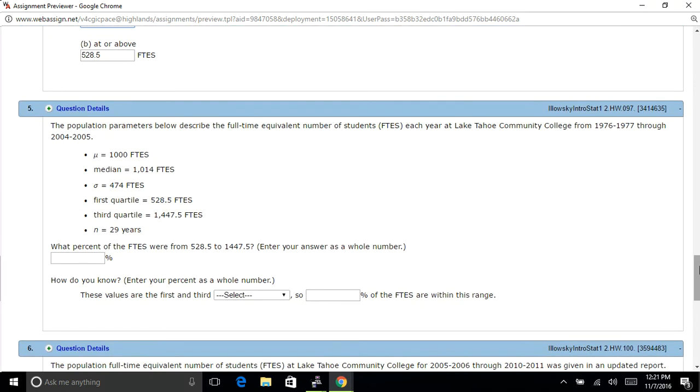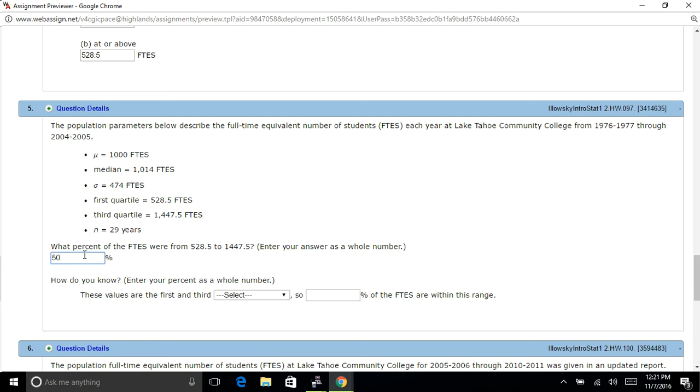All right, so next one. What percentage of the students were from 528.5 to 1,447.5? All right, let's go look at it. So again, I'm using my quartiles. So I'm from my first to my third quartile. So 25 to 75 is 50% of the data. So 50% of the data occurs between there.